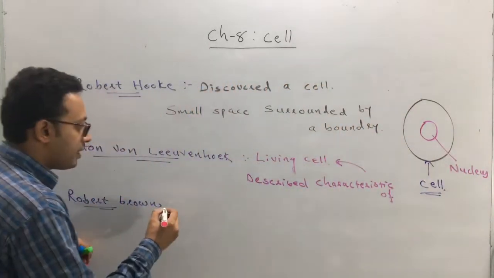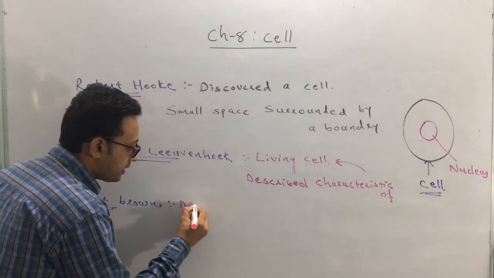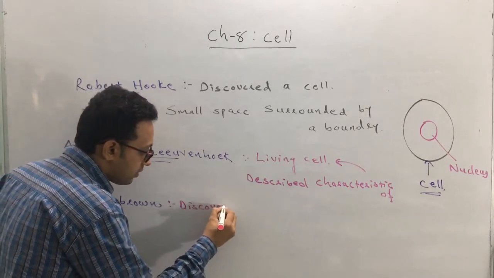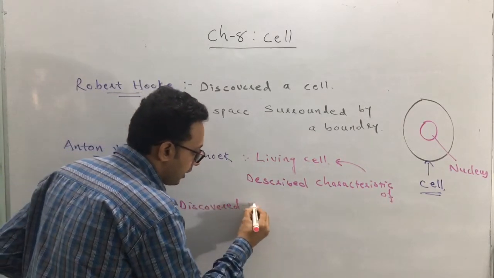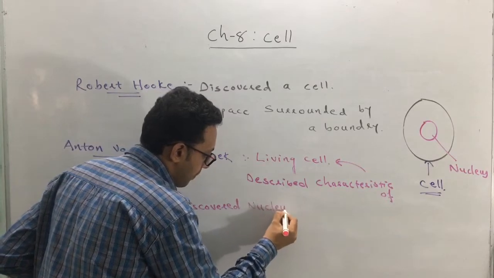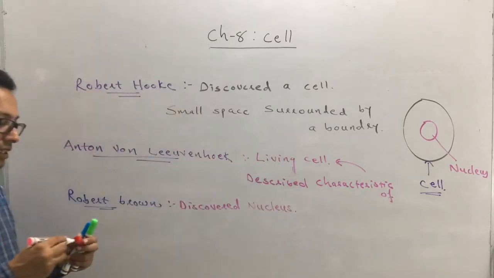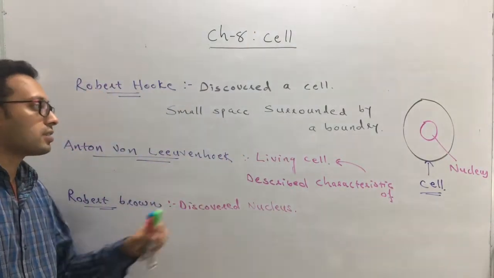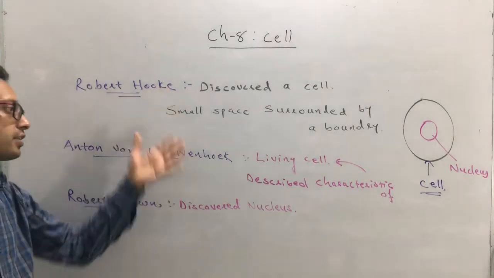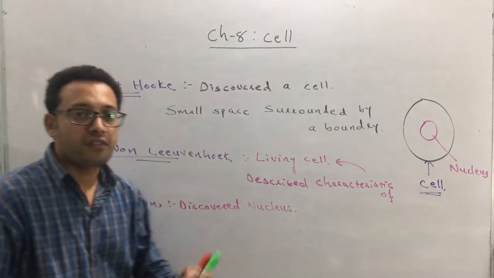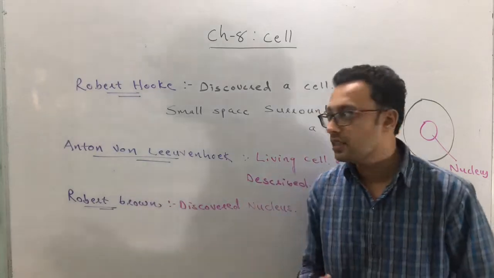So what has Robert Brown done? He has discovered the nucleus. Okay, so this is his contribution. You have to remember the names of the different scientists and what they have done.